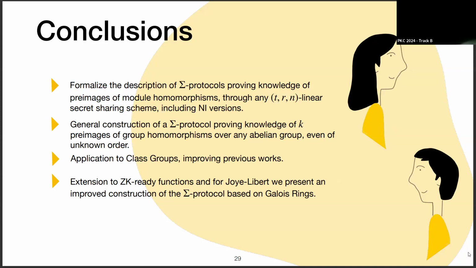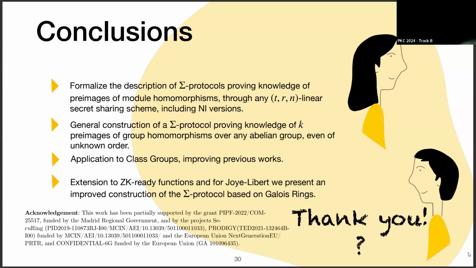Then we present this general construction of Sigma protocol that proves knowledge of K images of homomorphisms over any abelian group, even for groups of unknown order. We show the applications to class groups, and we show that it improves previous works. And finally, we present these extensions of this Sigma protocol to the case of ZK-ready functions, and in particular for the case of JVBERT, we improve the constructions using this extension to Galois rings. So that was it. Thank you very much.